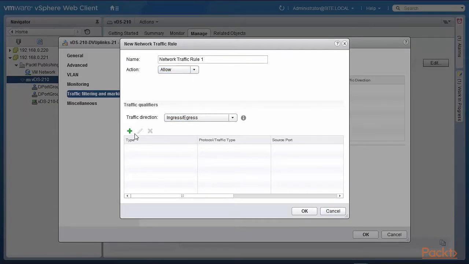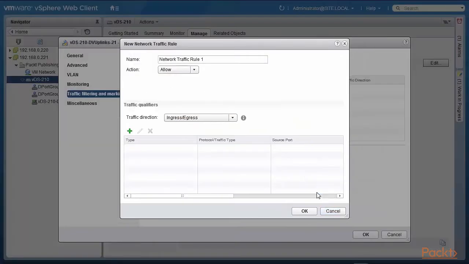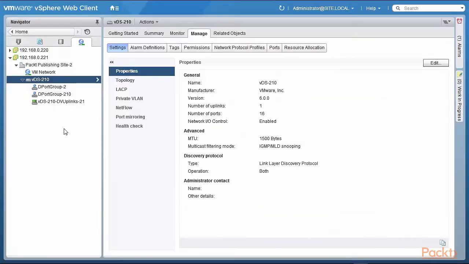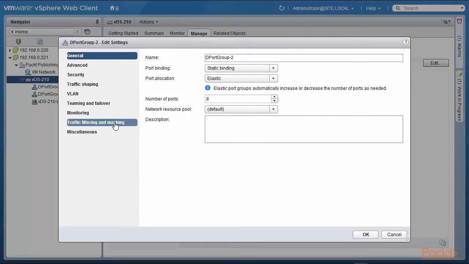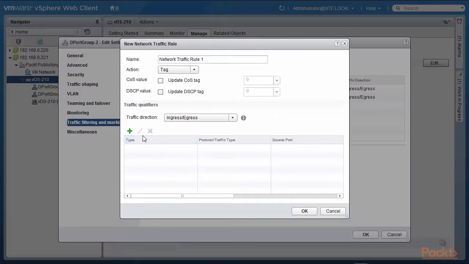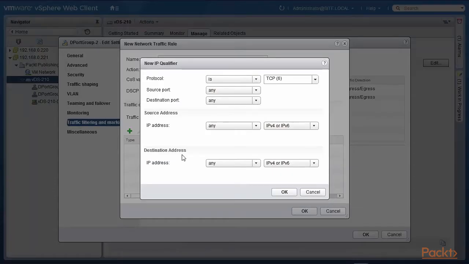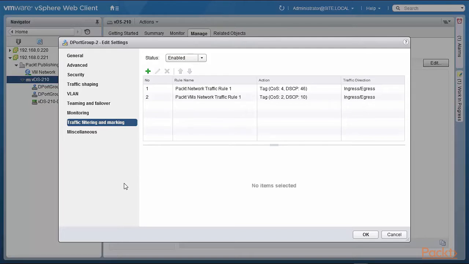You can also allow, again the same. We're going to go to IP qualifier, and matches or does not match are the different options here. If I look at the same thing in the distributed virtual port group, I look at traffic filtering and marking, and I click on plus. Now when I look at adding it based on a new IP qualifier, I just want to verify whether there is a range in here. No, there's no range in there as well. Okay, so this is how you actually do traffic filtering and marking and configure it.